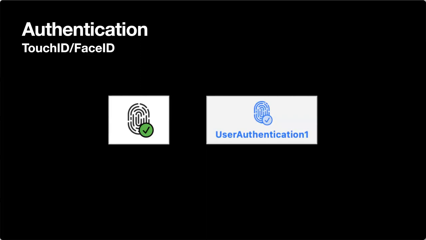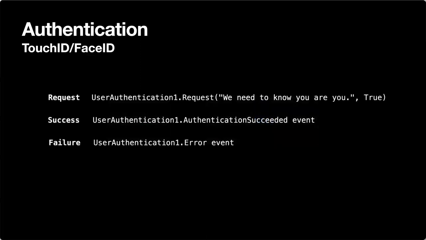That's pretty straightforward. To request the authentication dialog to come up, you simply call Request on your instance, UserAuthentication1 in this case. You pass it a string that is the reason you want the user to know why you're asking them to authenticate. And that second parameter, which I've set to true, indicates whether or not it's okay for the user to authenticate with their passcode or password. Sometimes you may not want them to do that. If you're being super secure, you could set that to false. Otherwise, you can set it to true.